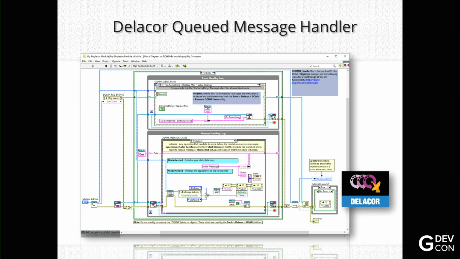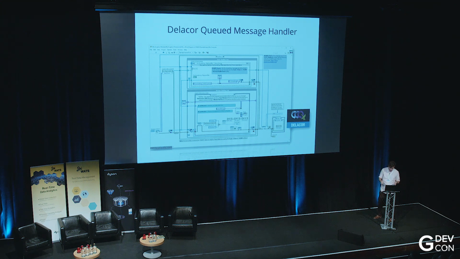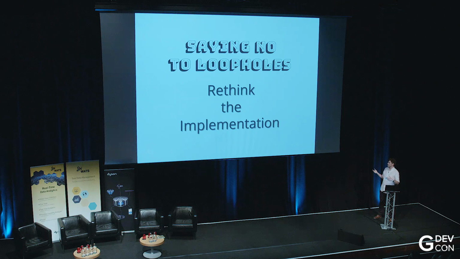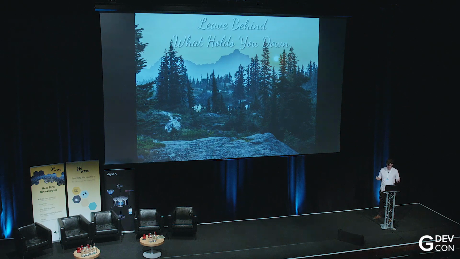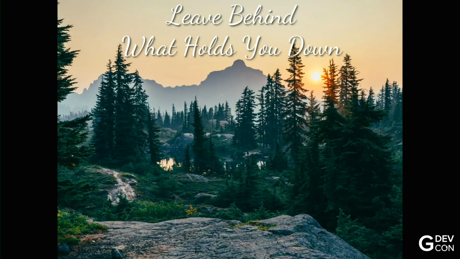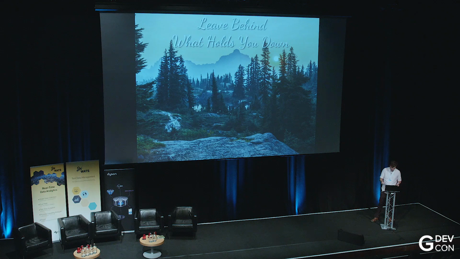So as we see, much like the standard National Instruments queued message handler, we're using our string variant messaging to send messages to our message handling loop. That brings me on to the next thing, which is, can we rethink some of the implementation? Or another way of putting this, in a more inspirational format, is: leave behind what holds you down. I found an image and thought it felt quite peaceful.